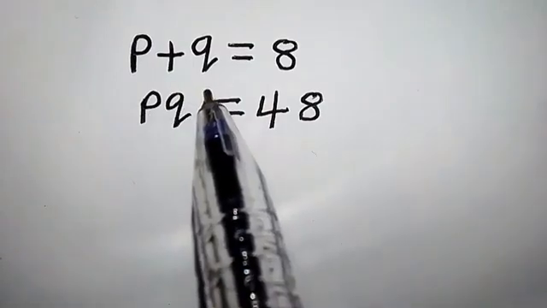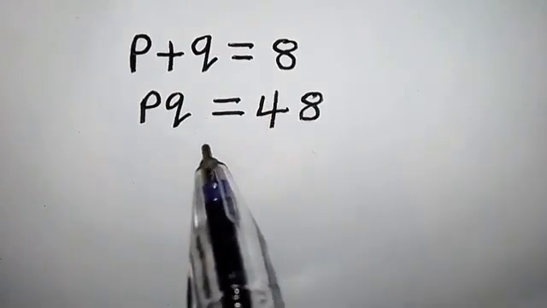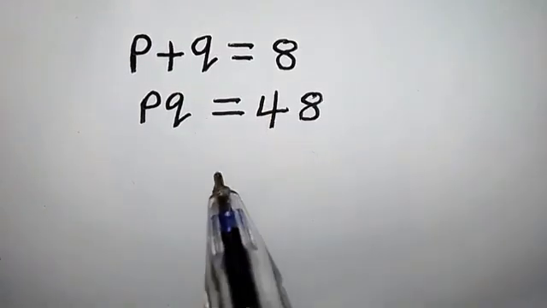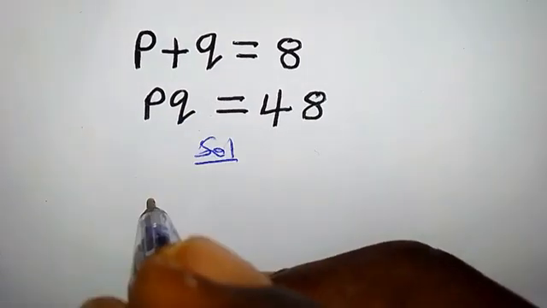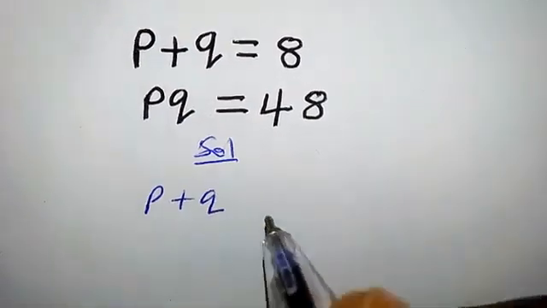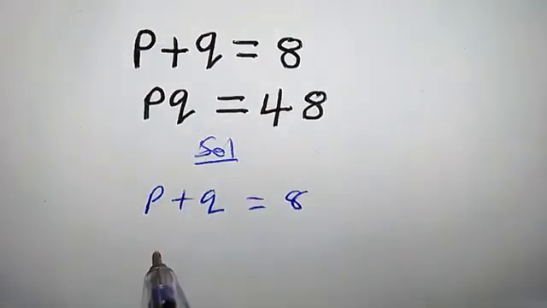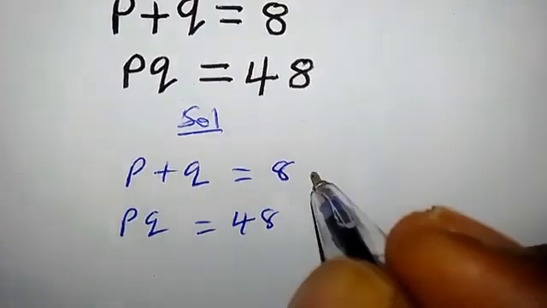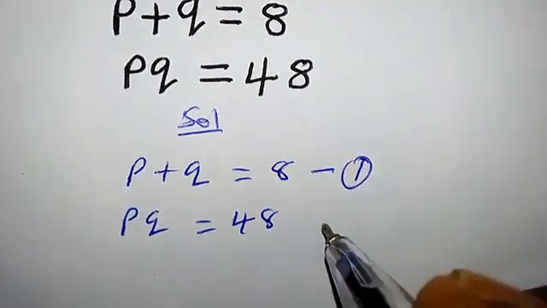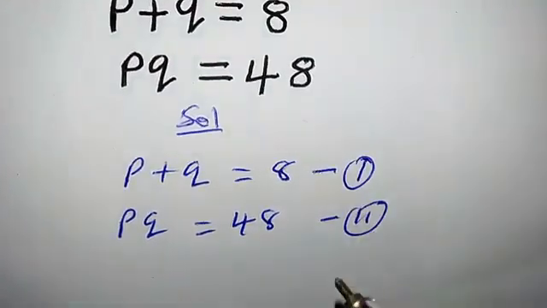Hello, P plus Q equals 8, PQ equals 48. How do we find the value of P and Q? Solution. We have P plus Q equal to 8 and PQ equal to 48. Let's call this the first equation and this the second equation.